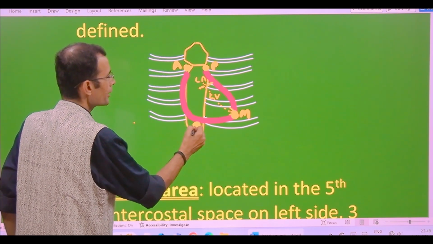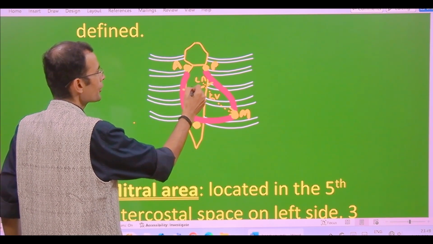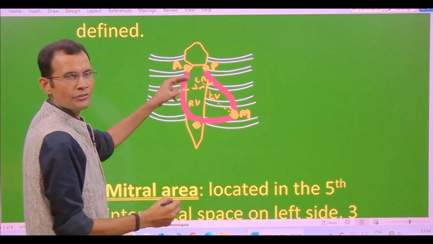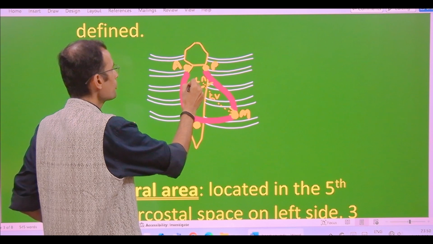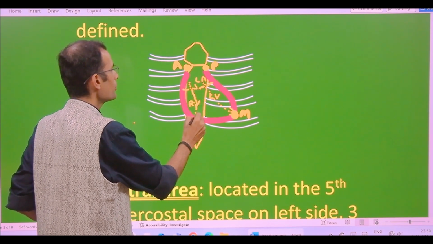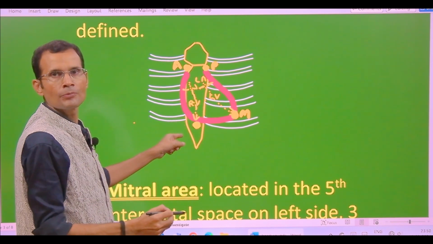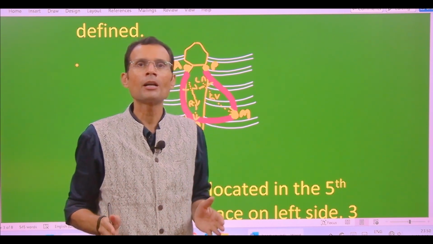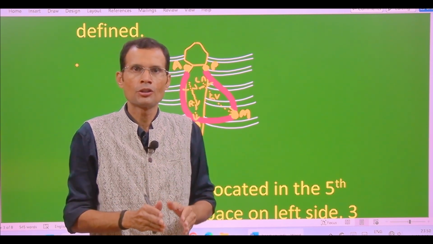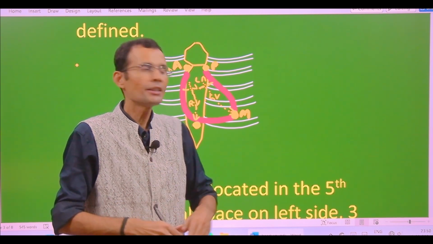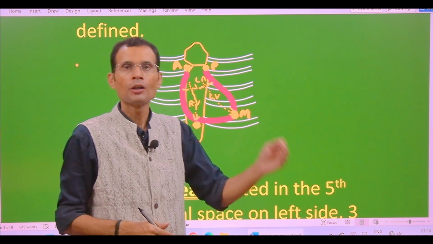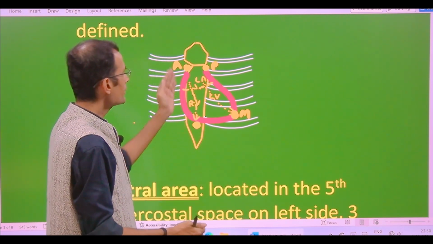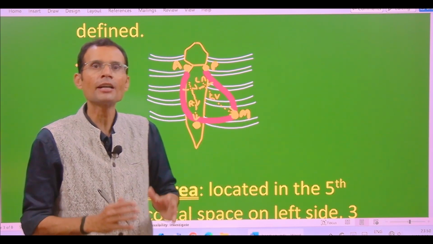Similarly, tricuspid area. So here is a right atrium, then right ventricle, and between the two is the tricuspid valve. Sound produced by the tricuspid valve will be transmitted and best heard at the lower end of the sternum. And same goes for aortic and pulmonary areas. So the answer is, the areas are named after the valve because a sound produced by a particular valve is heard best in that particular area.